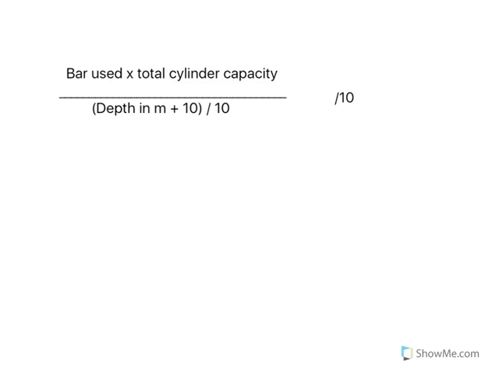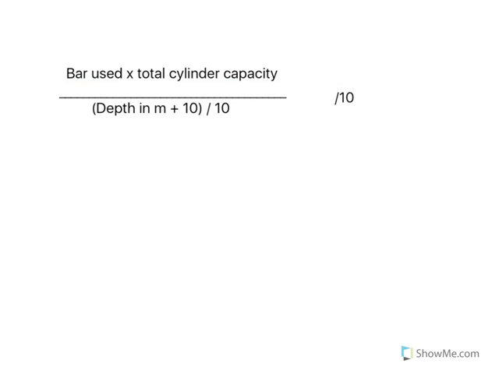So looking at the formula itself, you need to know the bar you used, the amount of air you used from your SPG. You need to know the total cylinder capacity that you've got strapped to your back, and you'll need to know the depth that you stayed at a constant level in meters. And there's some other bits of the formula which we will look at shortly once we start putting the data in.